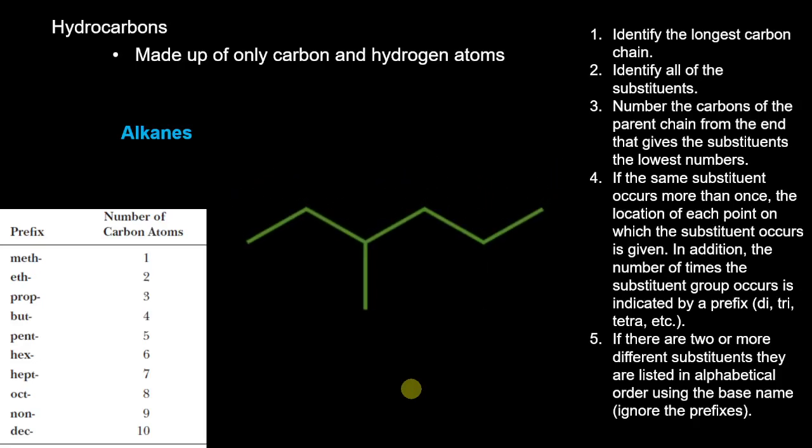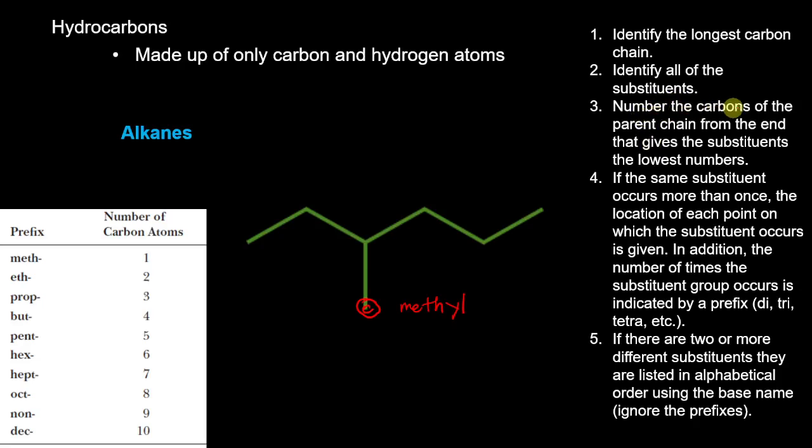Let's have another one. Here again, we identify the longest carbon chain. That will be this one over here. Next, identify all the substituents. This one is the substituent over here. Let's name this one. It's composed of one carbon, so again, for one carbon, that's meth. And again, this one is an alkyl group, so this one will be methyl.